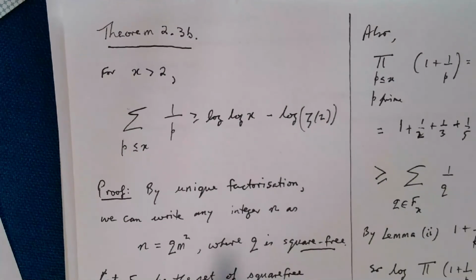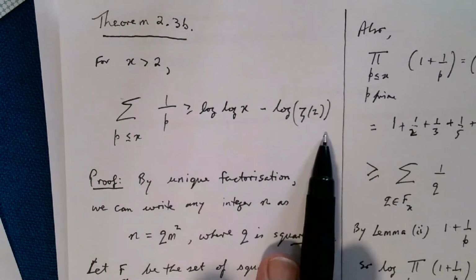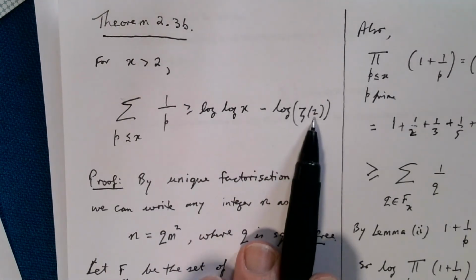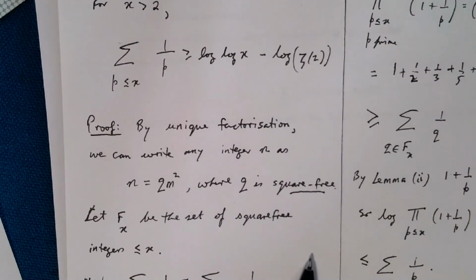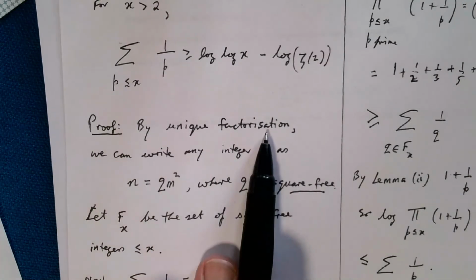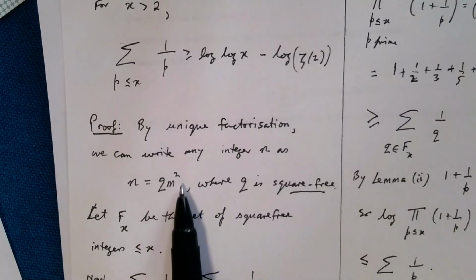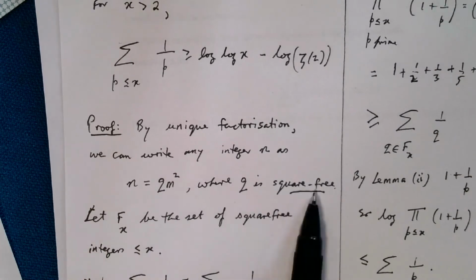And again, it's a slightly technical proof, as many of these are. So that's what we're trying to prove, that the sum of 1 over p is bigger or equal to log x minus log of zeta of 2. Now, we're going to do this by looking at square free numbers. By unique factorisation, we can take any integer n and take out any square factor it's got. It might not have any, n might be 1, but take out any square factor you've got, and you're left with a q which is square free. It's got no square factors.